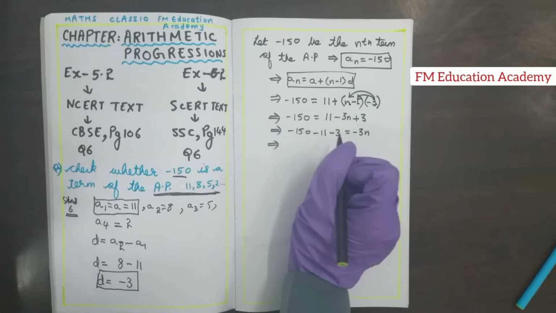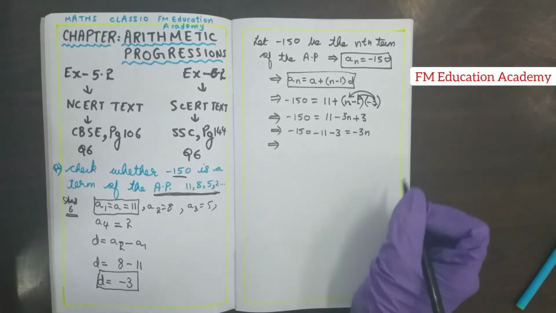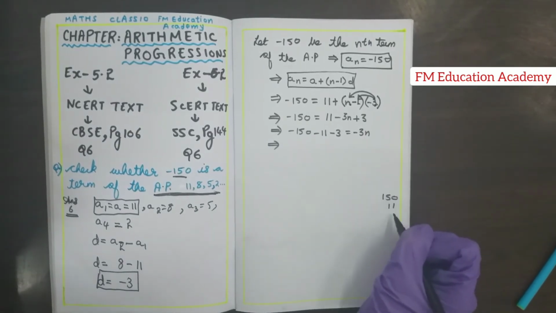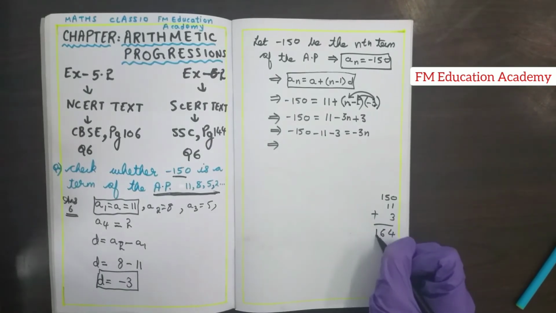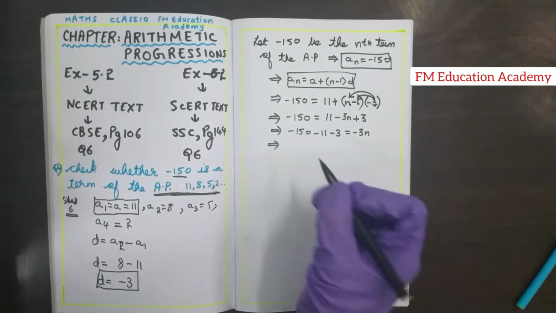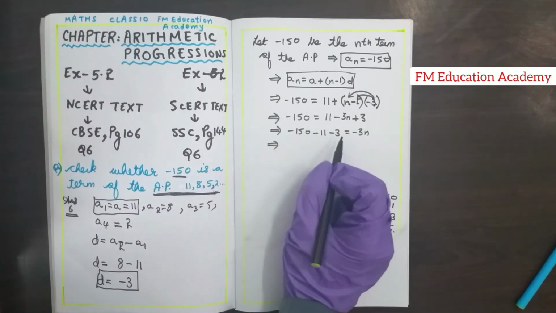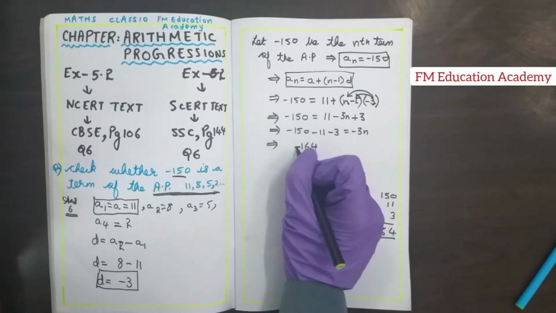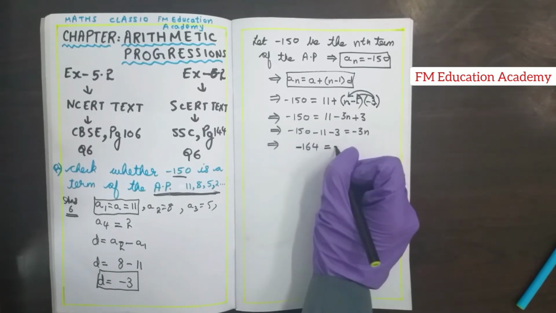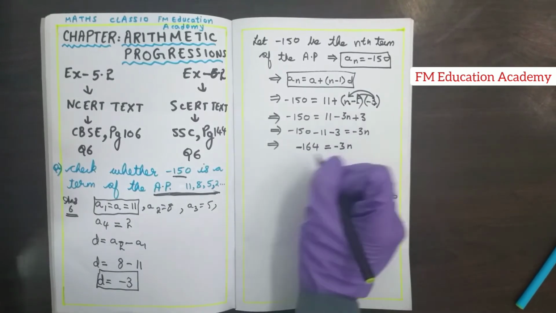That is, when signs are same, we know we have to add the numbers. So add these numbers 150, 11 and 3. 3 plus 1 is 4, 5 plus 1 is 6 and 1 is as it is. So 164. So I am getting 150 plus 11 plus 3 is 164, and here the bigger number between these 3 is minus. So minus 164 is equal to minus 3n.